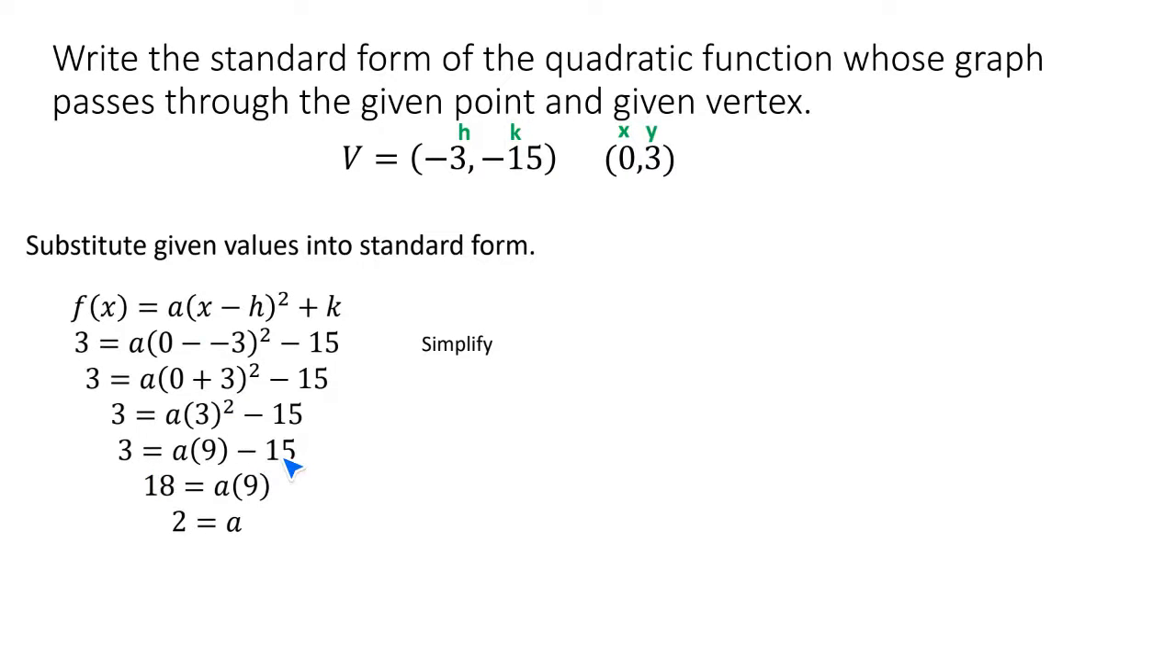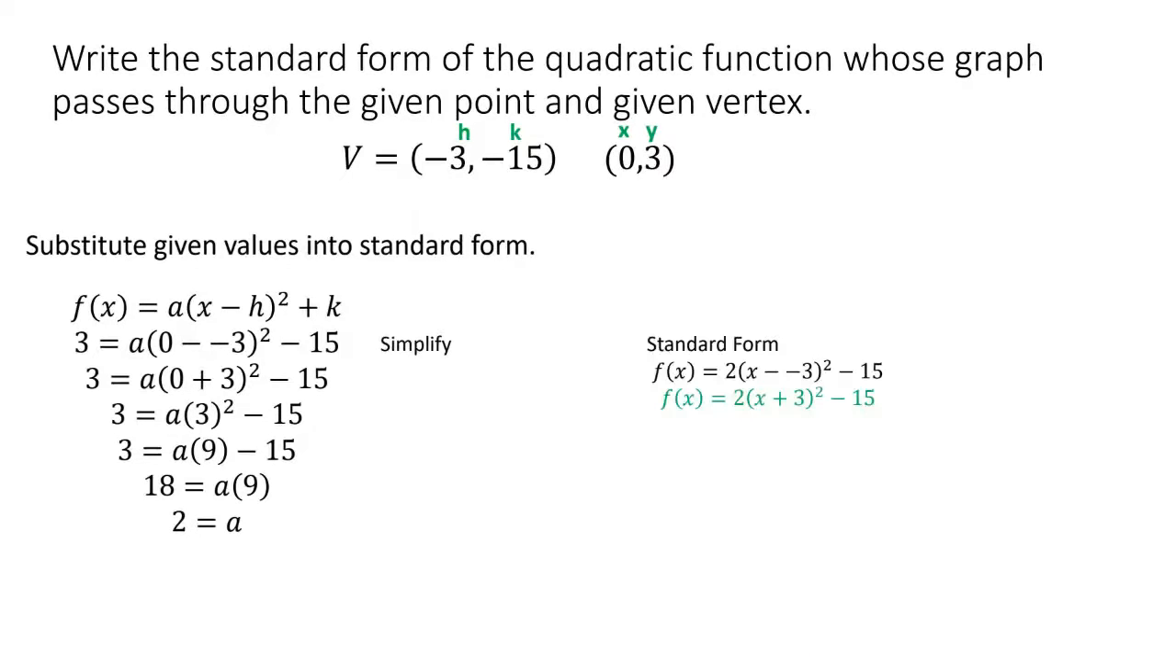We're going to add 15 on both sides. So plus 15 and -15 is 0, and 3 plus 15 is 18. So we have 18 is equal to a times 9. Divide by 9 on both sides. So we get a is 2.